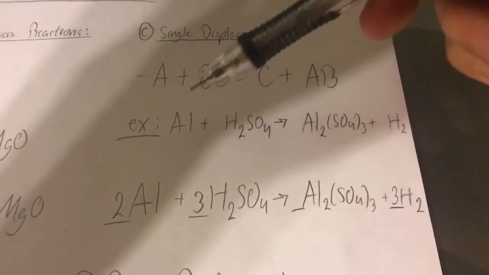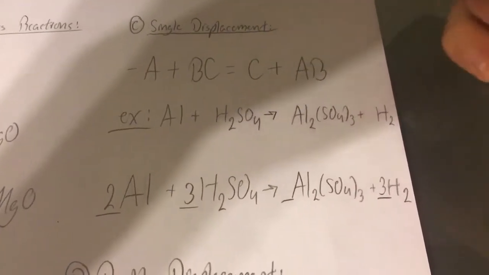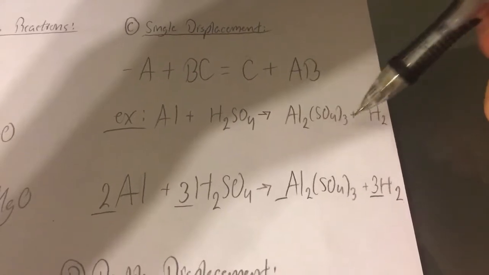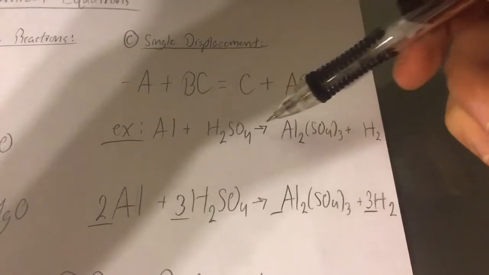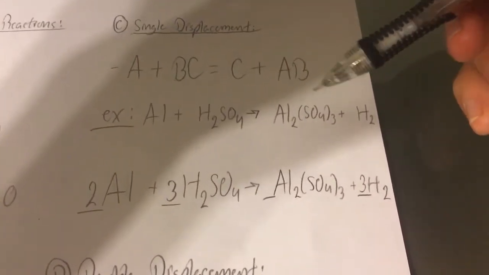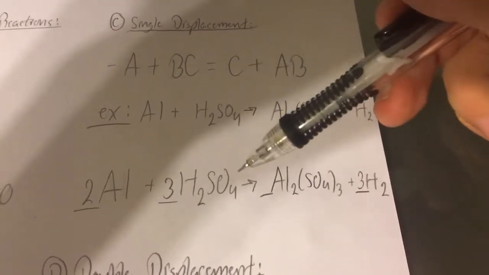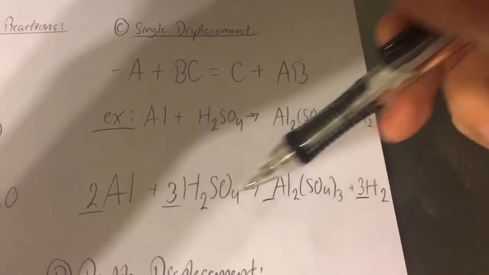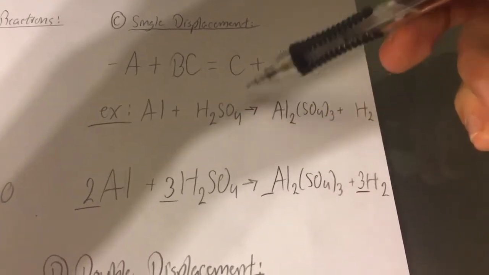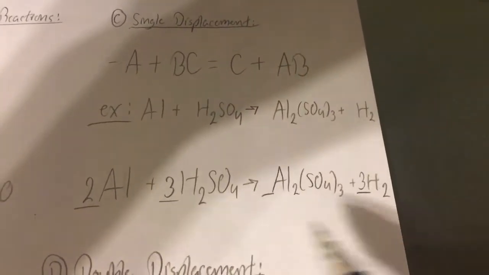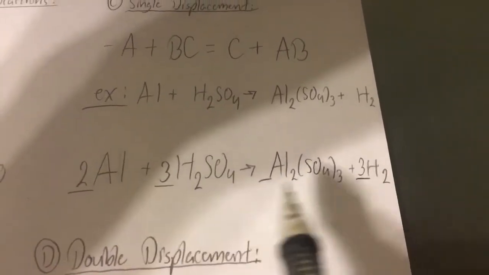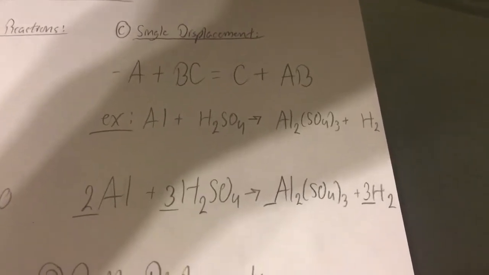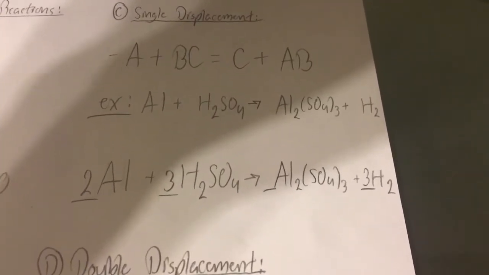Let's look at an example. Aluminum plus hydrogen sulfate yields aluminum sulfate plus hydrogen. As you can see, aluminum has switched places with hydrogen, and now it's become this new compound. Are the charges set to 0? Yes, it's set to 0. Is this a balanced equation? No, as you can see from down here, it's not balanced. This is the balanced form of it. This is not, so now we have to balance it. And this is what it will be balanced. There you go. That's how you balance a single displacement equation.